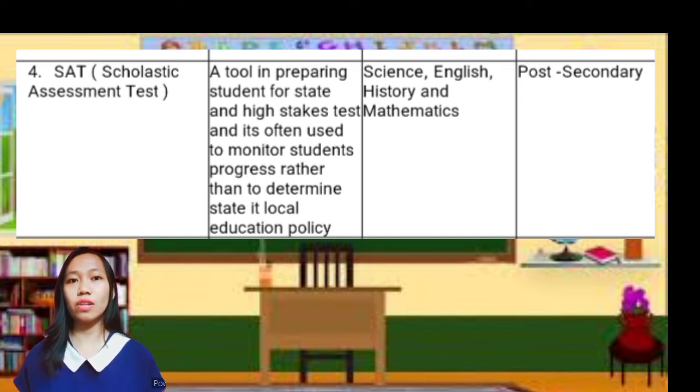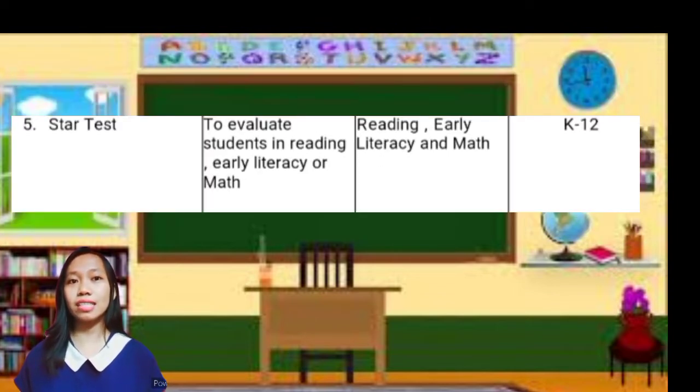Next is the Scholastic Assessment Test, which is a tool in preparing students for state and high-stakes tests, and the subject areas tested are science, English, history, and math, and the level covered is post-secondary. And lastly is the STAR test, and its purpose is to evaluate students in reading, early literacy, or math. The subject areas tested are reading, early literacy, and math, while the level is K-12.